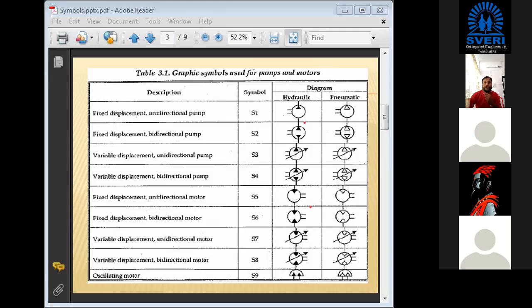Hurry up, hurry up. Actually, the pump and compressor we use are just for energy conversion purposes. At the time of pump and motor, I am going to explain everything, the basic points.